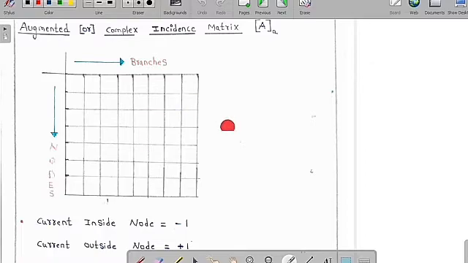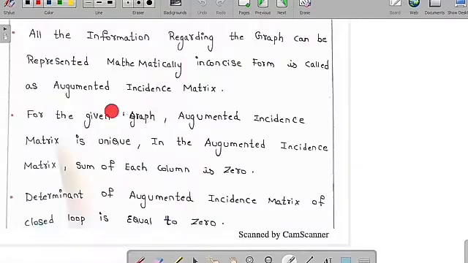Then you are going to get a certain matrix. That matrix we are going to call the augmented or the complete incidence matrix. All the information regarding the graph that can be represented mathematically in concise form is called the augmented incidence matrix. With the help of the augmented incidence matrix, you are able to know at what node how many branches are going to intersect, and also you can easily know the direction of the current in that branch.